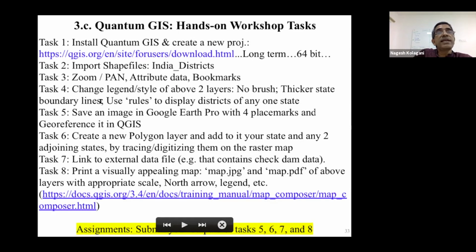Next is Quantum GIS. This is free and it runs on your desktop. So we again begin with installation, and we assume you should have Microsoft Office level of comfort. We cannot teach you file handling, mouse handling. Those we assume you know. Other than that, we don't expect any technical background on your part. And these are the tasks we go through, from installation to printing maps for showing to people.